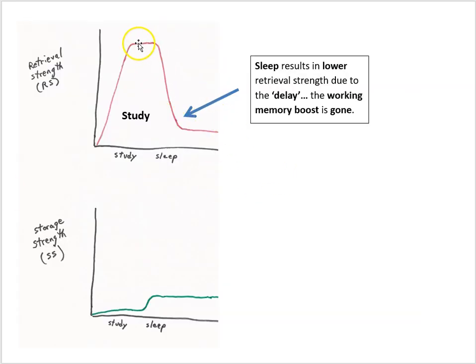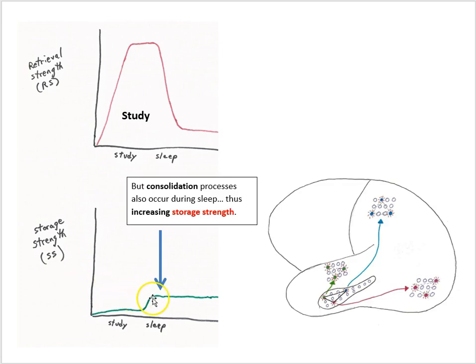Now, if we do stop studying, of course, and then go to sleep, sleep results in lower retrieval strength due to the delay. And the working memory boost will be gone. So the next morning we're going to have lower retrieval strength for the material that we just studied the night before. However, sleep is also involved in system consolidation. So consolidation processes are going to increase the storage strength. And remember, that involves the hippocampus signaling the cortical memory traces to strengthen the connections between allocated neurons.